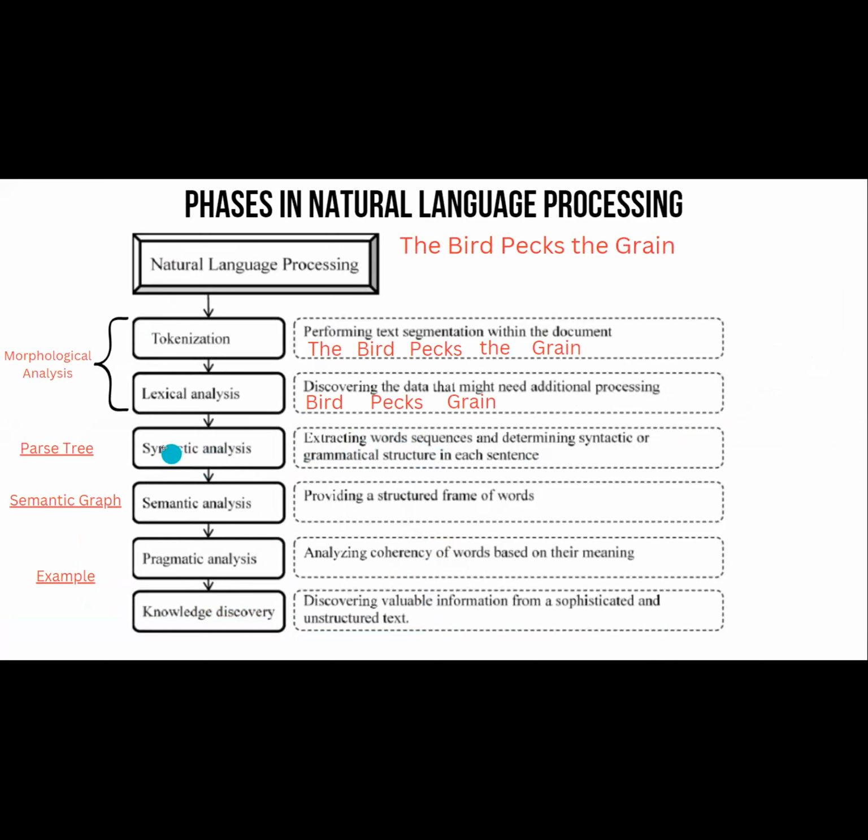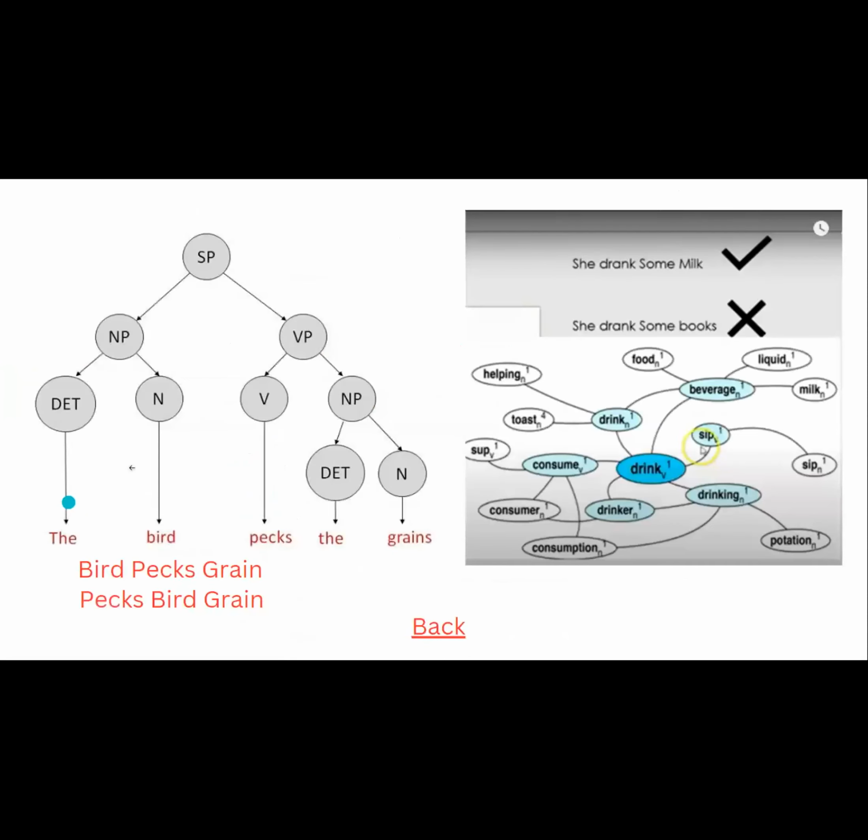Next, after the syntactic analysis is done, we have a semantic analysis where we are actually concerned with the meaning of the sentence. For that very purpose, we have a semantic graph, something like this, which is generated. For example, we have two sentences: She drank some milk. She drank some books. Now, both of these are considered as sentences.